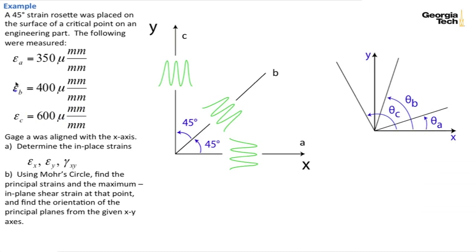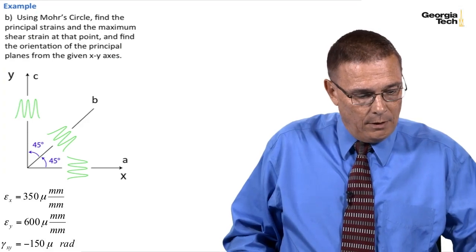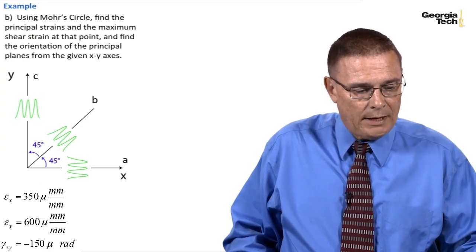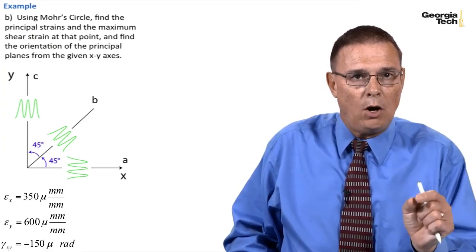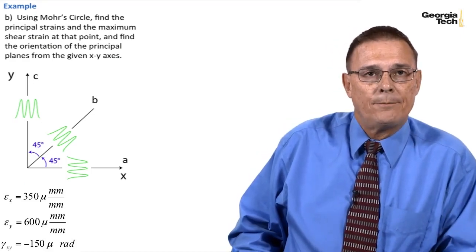We had these three in-plane normal strains that were measured. We went ahead and found the in-plane strains, both normal strains and shear strain. Now, today, we're going to use Mohr's circle to find the principal strains, max in-plane shear strain, and the orientation of the principal planes. So here are our in-plane strains, and what I'd like you to do now is to draw a small element and show the strains on that element, and come on back.